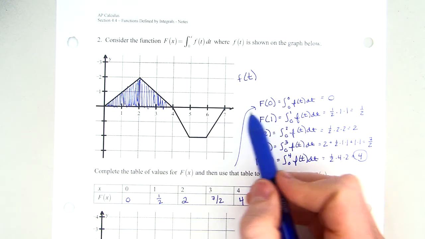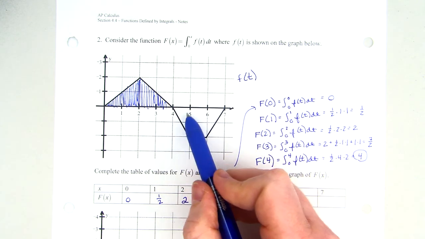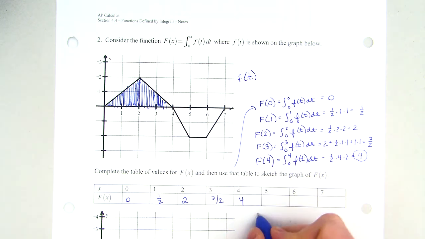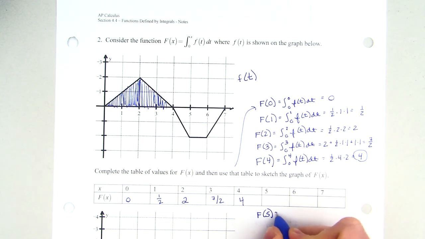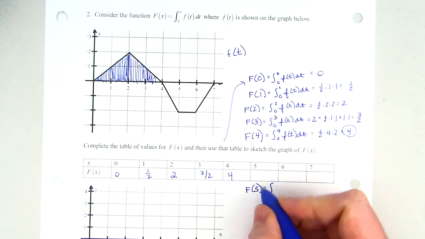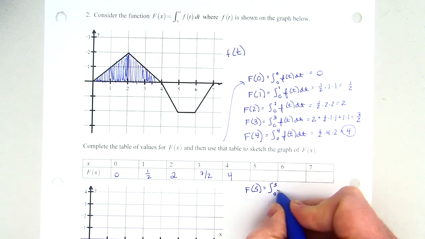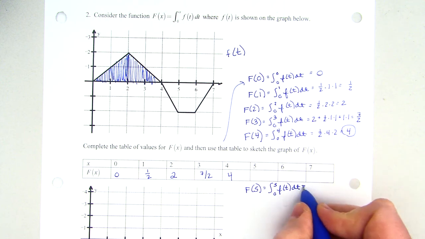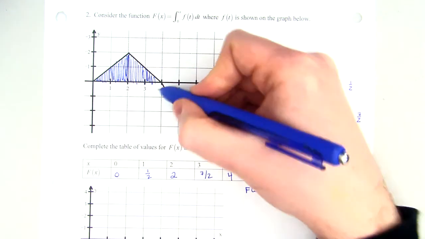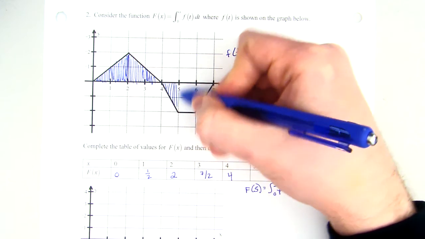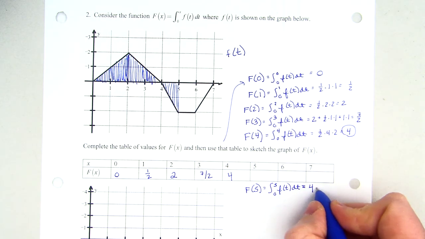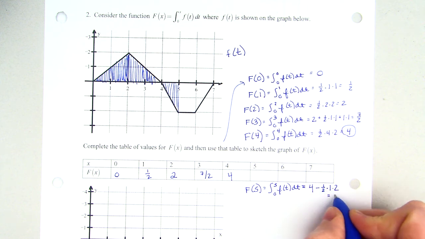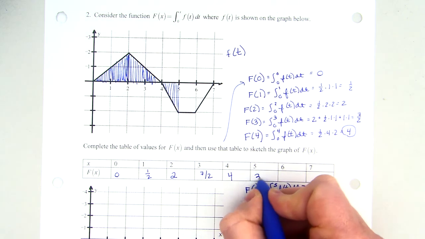As I continue on, I'm now going to be accumulating negative area, so that's going to start subtracting from what I had. F of 5 is going to be the integral from 0 to 5 of little f of t dt. Why don't I take what I had for f of 4, and I'm now going to subtract this triangle because it's below the x-axis. 4 minus 1/2 times 1 times 2. 4 minus 1, I think we're going to get 3.